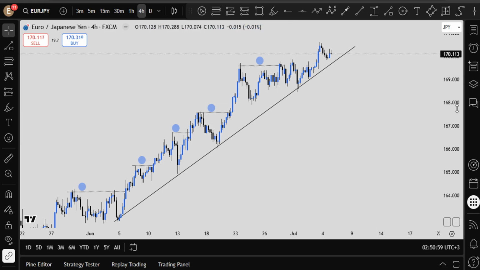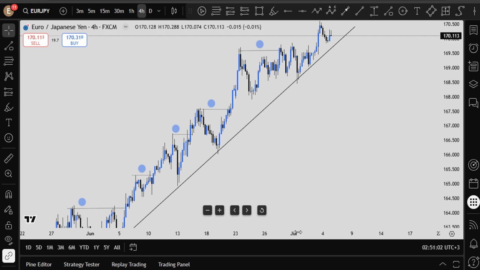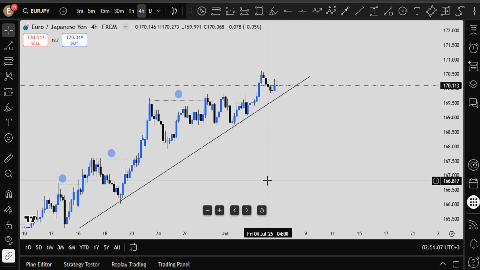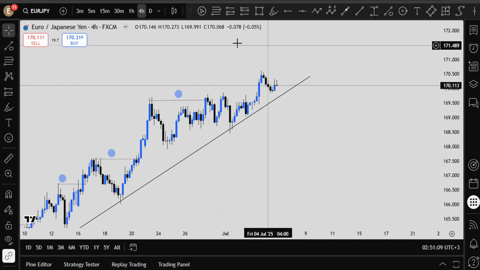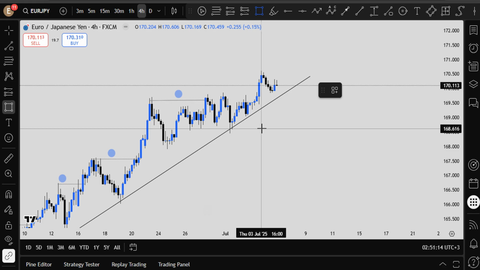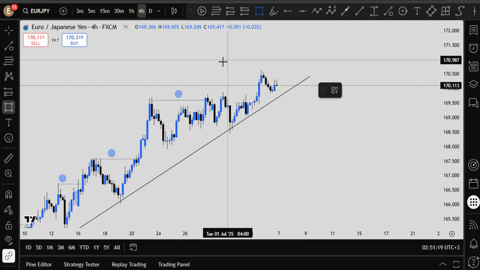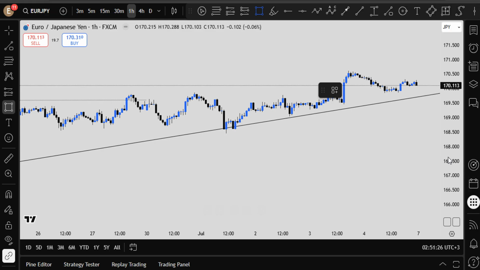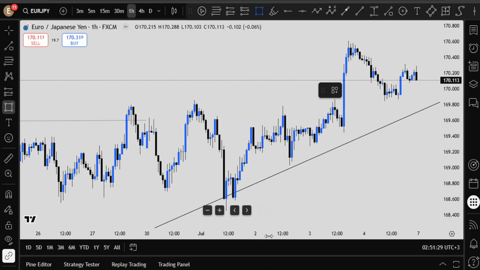So after me knowing that, I'll look for my area of interest. I have what we call an area of interest. So what do I do if I'm looking for an area of interest? As you can see, let me first go to my 1 hour time frame. So this is my 1 hour time frame. What will I be looking for in my 1 hour time frame?